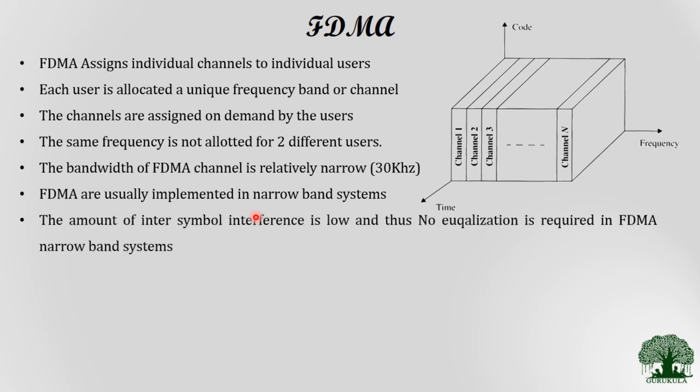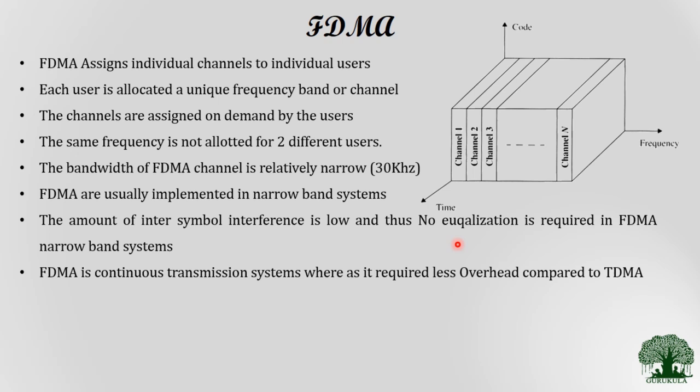And then the amount of intersymbol interference is typically low. The interference is naturally low because we are introducing guard bands. Since we are introducing the guard bands, the interference will go down naturally, so there is no separate need for including equalization techniques in the system. So that is an advantageous point of FDMA.